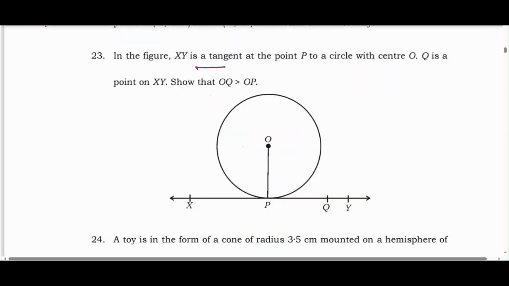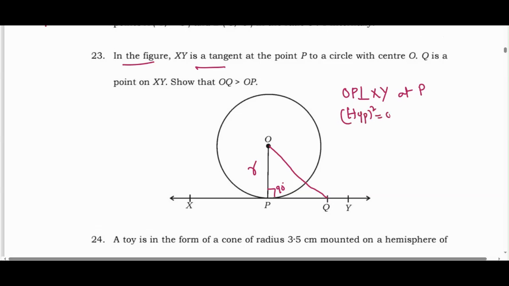Question number 23: in the figure, XY is a tangent at a point P to a circle with center O. Q is a point on XY, so that OQ is greater than OP. Here OP is the radius of the circle, and we can see that OP is perpendicular to XY. Since it is perpendicular to XY at the point P, at 90 degrees, we can use the Pythagoras theorem.